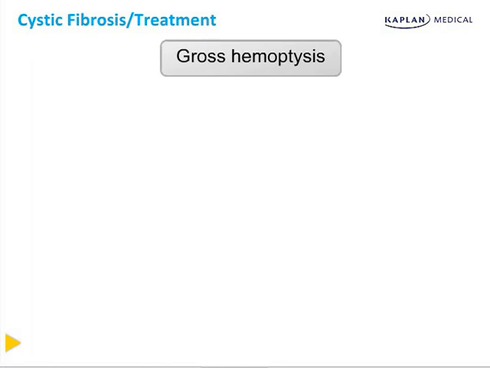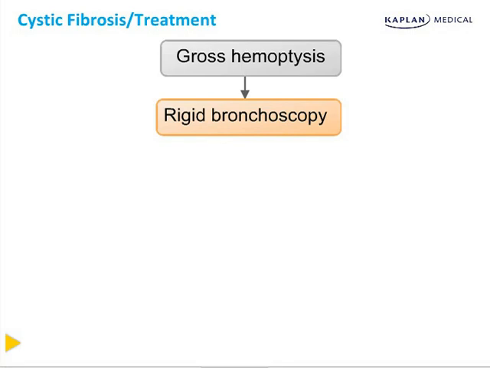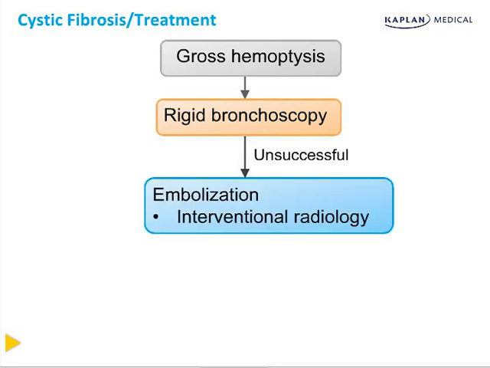Lastly, let's end our lecture by discussing the management of gross hemoptysis. Patients with CF will sometimes begin to have gross hemoptysis as a result of a brisk bronchial bleed. These can be life-threatening not because of exsanguination, but because of airway obstruction and asphyxiation. The approach should be the following. Begin with rigid bronchoscopy, and if this is unsuccessful in stopping the bleeding, you must move on to embolization, which is often performed by an interventional radiologist.